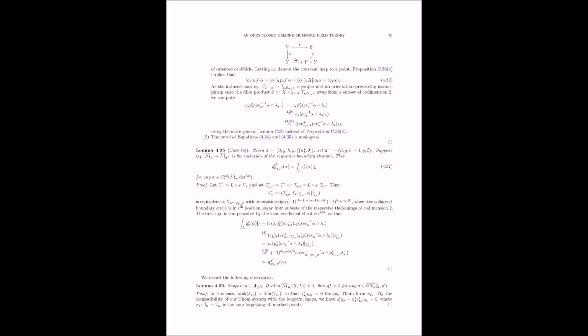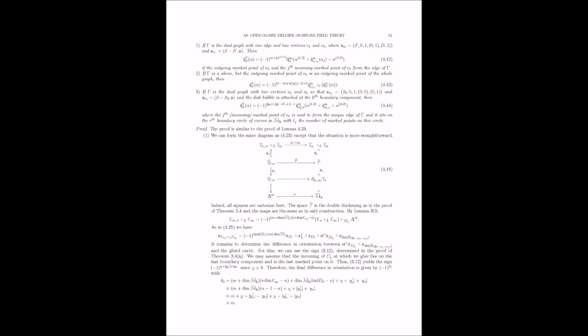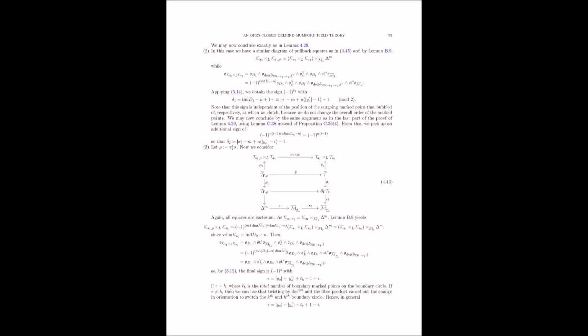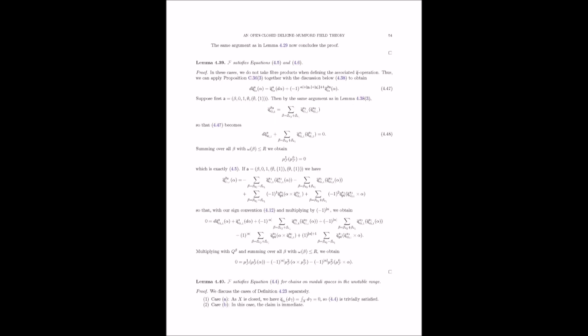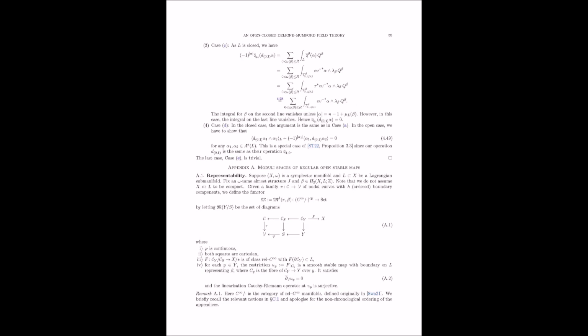Welcome back to our deep dive into open-closed Deligne-Mumford field theory. I'm still processing all the intricate details we covered in the first part. It's amazing how much groundwork is needed to even begin defining these open Gromov-Witten invariants. It certainly highlights the complexity and depth of the subject. But now that we have a solid grasp of the foundational concepts, we can move towards the heart of the paper, the actual construction of the open-closed Deligne-Mumford field theory. I'm ready for the next stage of our journey. What are the main steps involved in building this field theory?